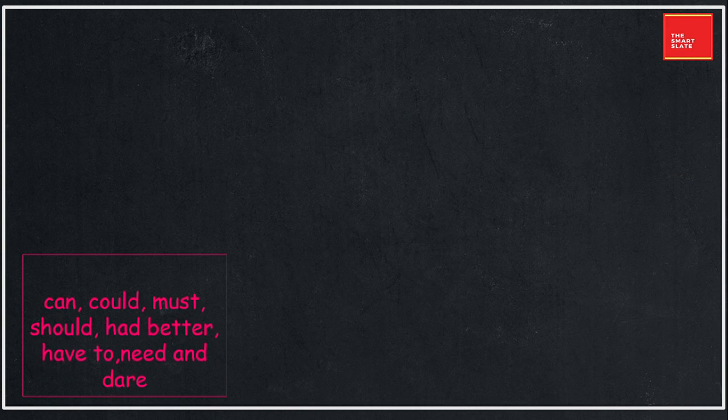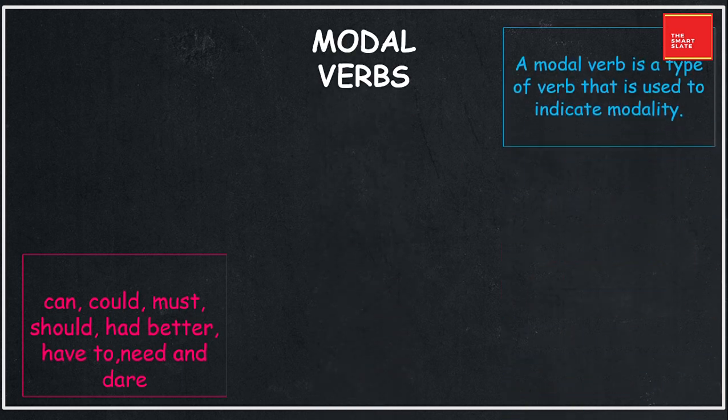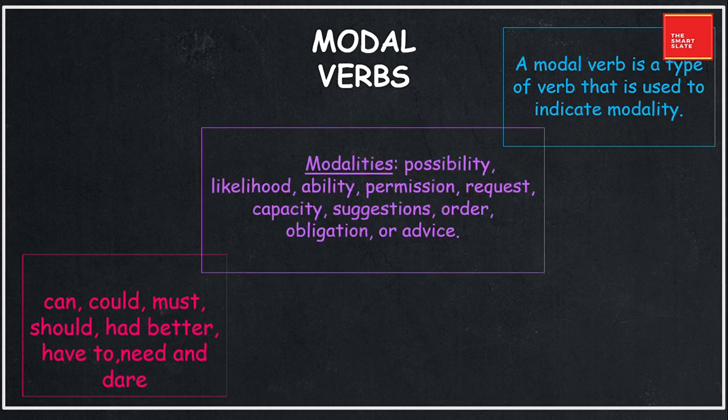First we'll understand this section of verbs. These verbs: can, could, must, should, had better, have to, need, and dare. What are these? These are modal verbs. Modal verbs are the verbs which are used to indicate modality. That means whenever you indicate likelihood or possibility of something, an order, request, suggestion, obligation, advice, capacity, or permission, then you use modal verbs and not action verbs.